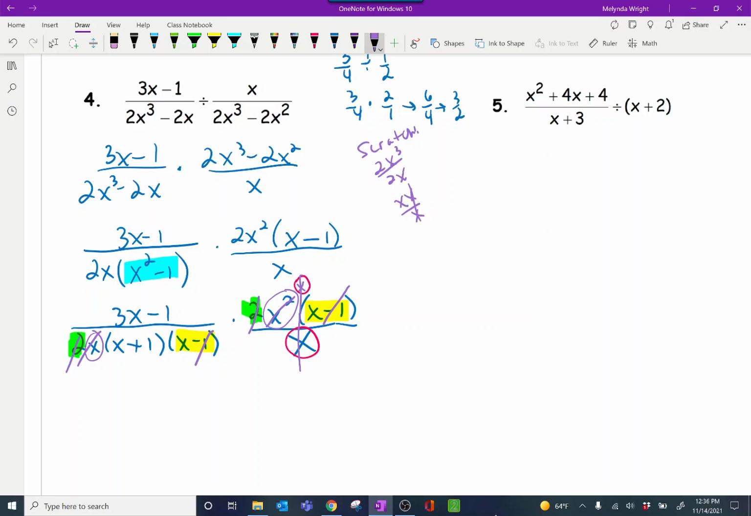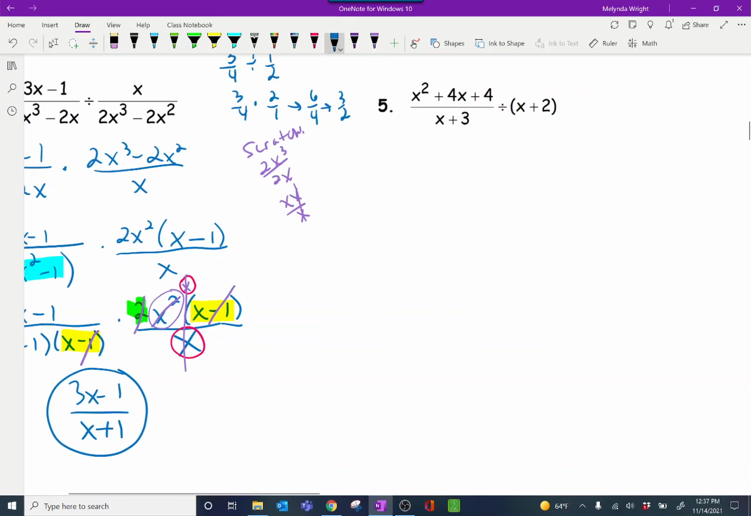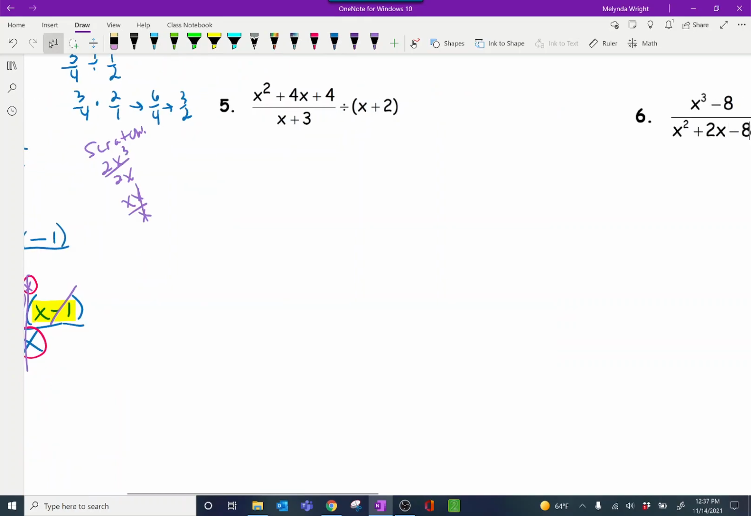Whew, we're doing some great work here. All right, what do we have left? Let's see, we've got 3x minus 1 over x plus 1 left. And there's nothing else that can factor out. All right, isn't this fun? Okay, so let's look at number 5. Again, it's a division problem.